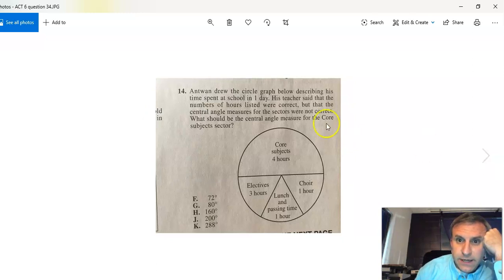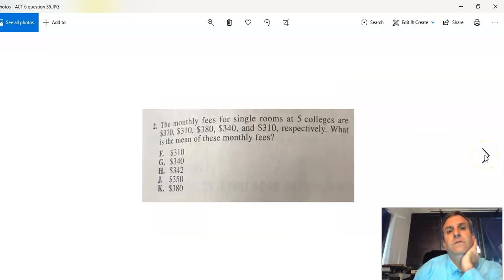All right, now this one. Okay, all right, what would the central angle be measure of the core subject's sector? So he spent 4 hours, okay, on core subjects. He spent these many, all right, on the rest. Okay, so what percentage of the degrees is 4 out of 9? So find that percentage and multiply by 360. All right, rent, average, mean is average. The average teacher is mean. All right.